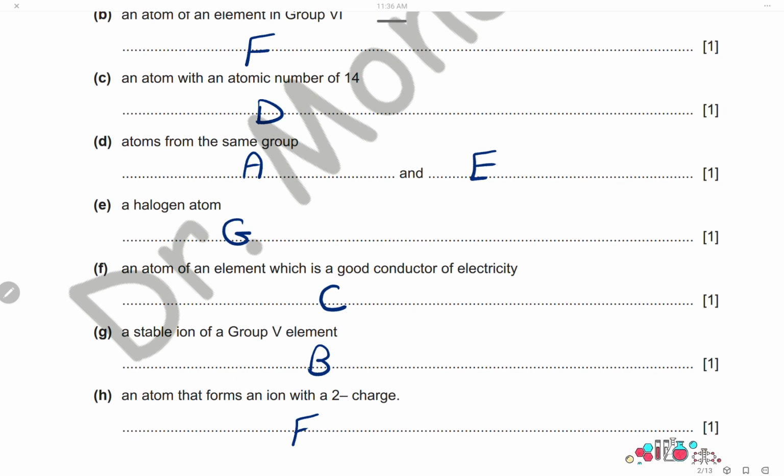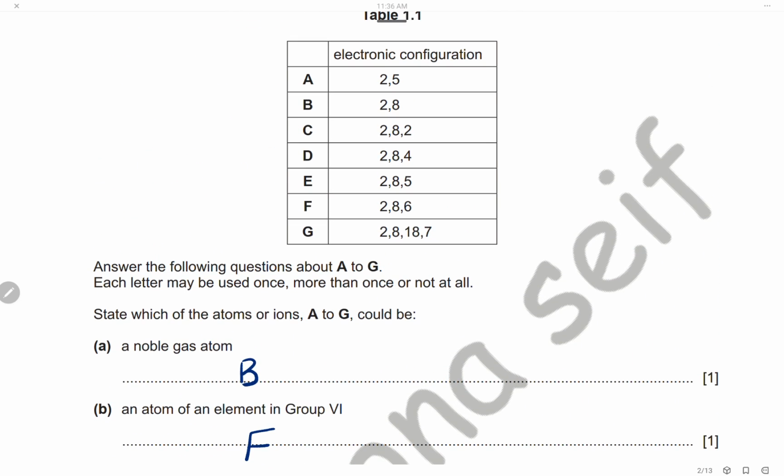An atom of an element which is a good conductor of electricity. Good conductor of electricity means it's a metal. So here we have C with only 2 electrons in the outer shell. That means it's in group 2, it's a metal, so it's a good conductor of electricity.